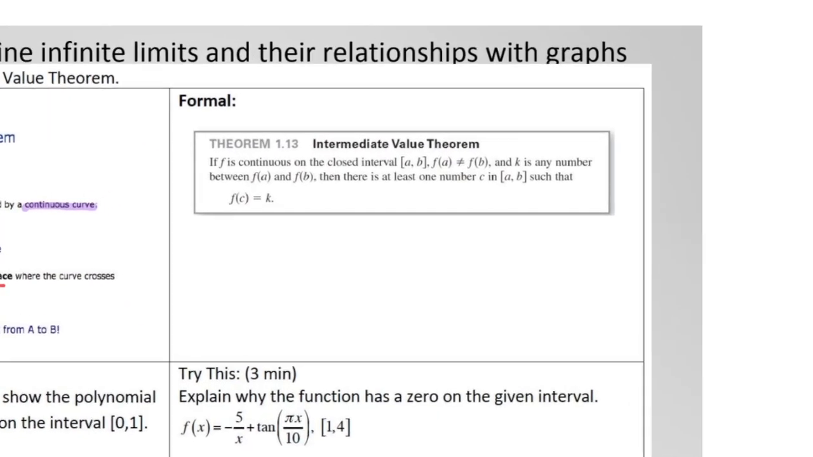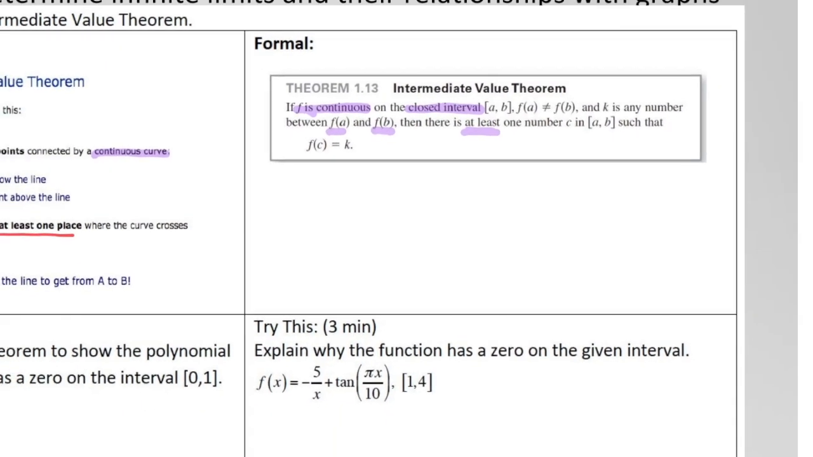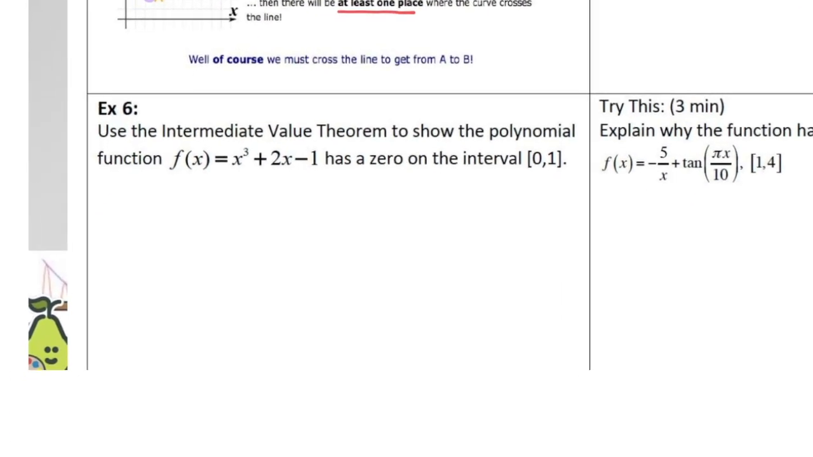Now, the formal way to look at the intermediate value theorem. We have a function, f of x, that is continuous on a closed interval. Those two pieces are incredibly important: continuous and closed. And f of a, of course, is not equal to f of b. And k is any number in between those y values. Then there is at least one number, notice the words at least, one number c in (a, b) such that f of c equals k. So we now have an understanding of the formal definition so that we can look at our example 6.